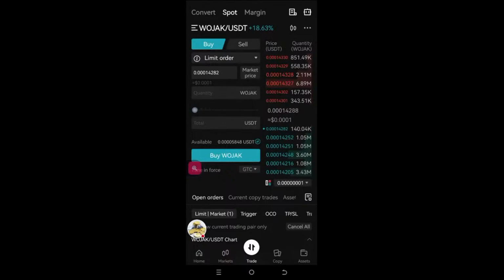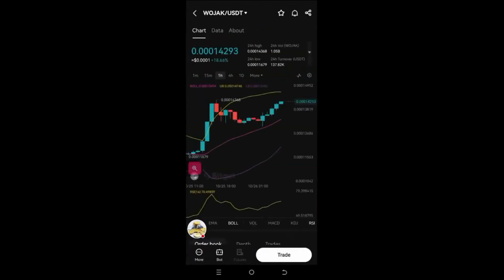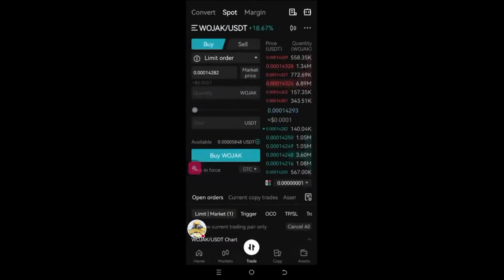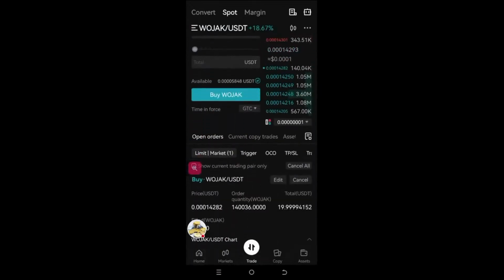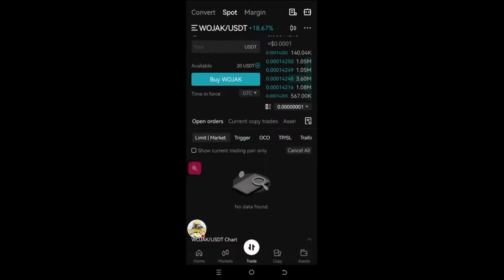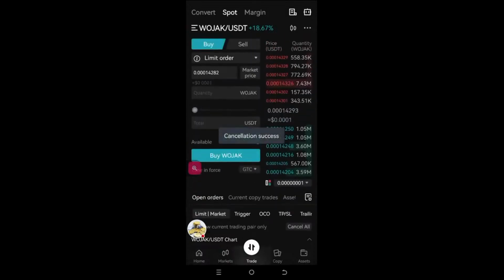14288. Maybe we need to just go with this thing. I think if we wait for it, it might not happen. Let's go for it. Let's just cancel it. Let's go for the higher price and place our sell limit. All right. Let's go for it.